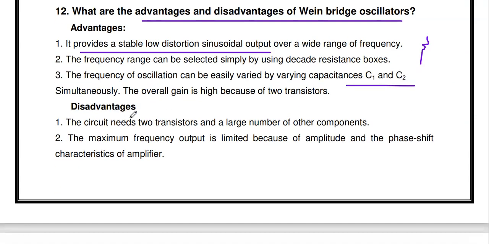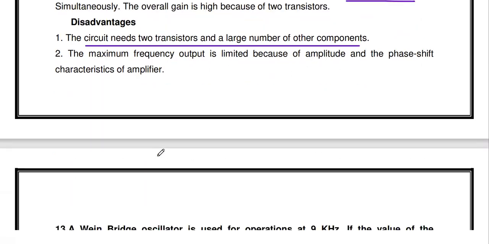Then the disadvantage is that the circuit needs two transistors and a large number of other components. So that is a disadvantage. And the maximum frequency output is limited because of amplitude and phase shift characteristics of the amplifier. So these are all the disadvantages of the Wein bridge oscillator.